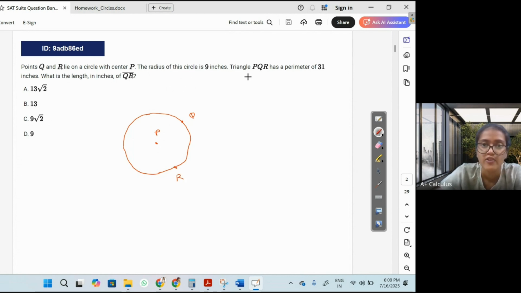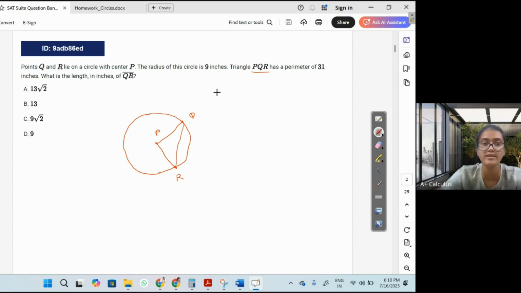Triangle PQR has a perimeter of 31 inches. What is the length in inches of line segment QR? So there is a triangle PQR. Draw the triangle. The perimeter of this triangle is 31 inches.